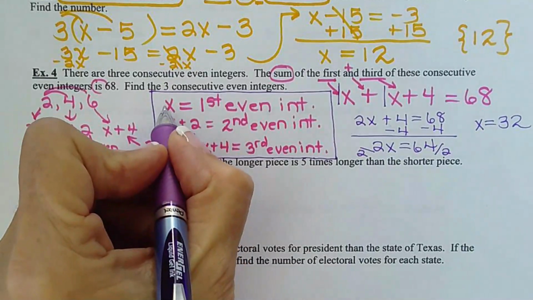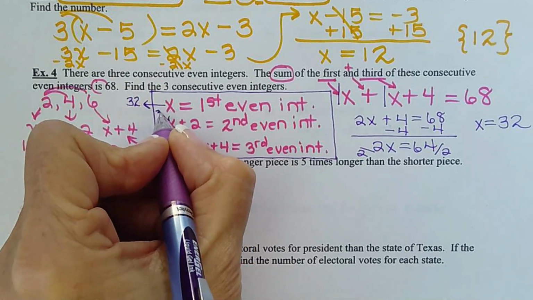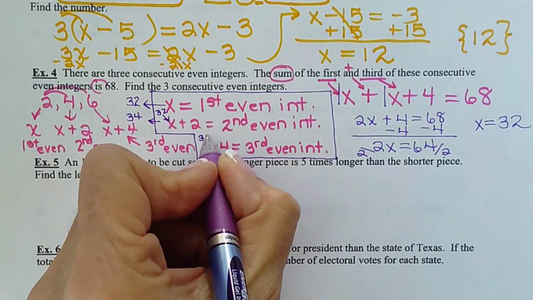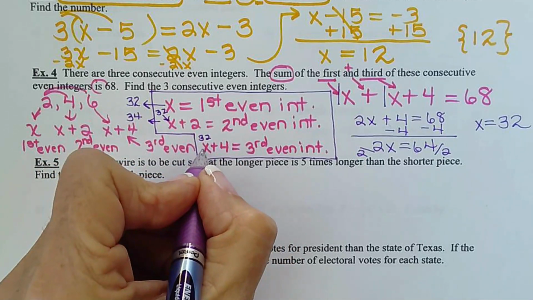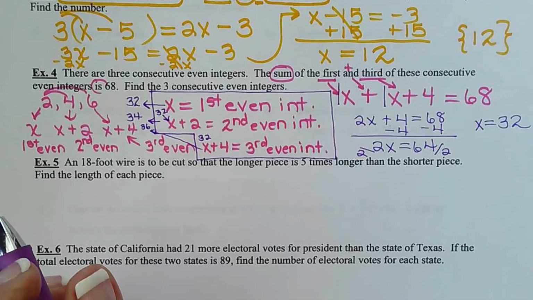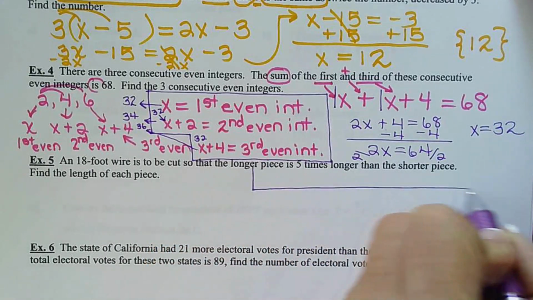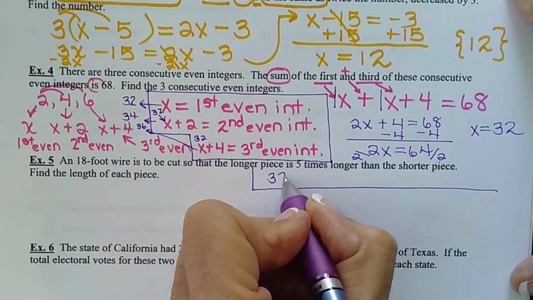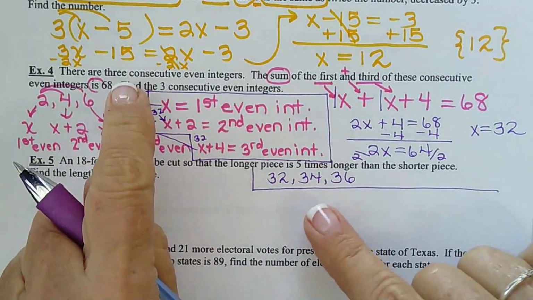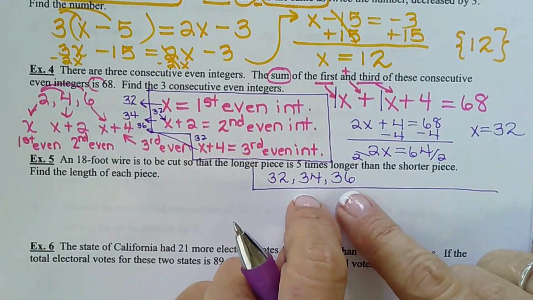So I can see the first number is going to be 32. 32 plus 2, the second number is going to be 34. And 32 plus 4, the third number is going to be 36. And once again, there is no room for this problem, so I'm just going to come down here. So 32, 34, and 36 are my three consecutive even integers.